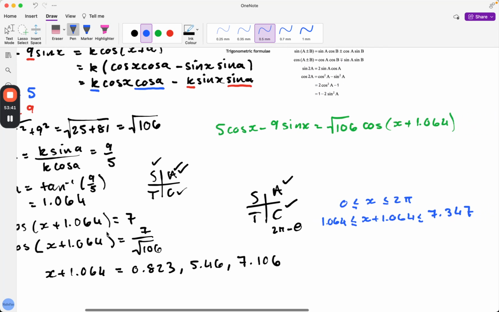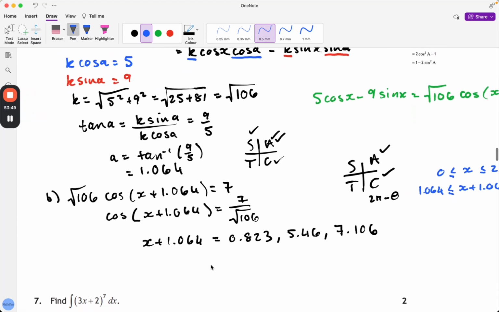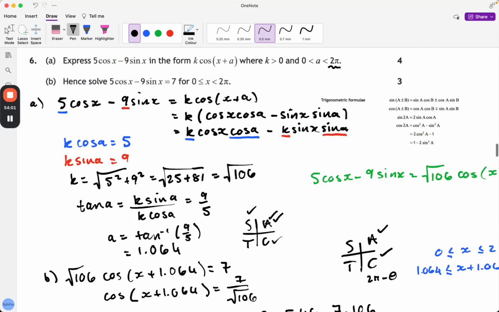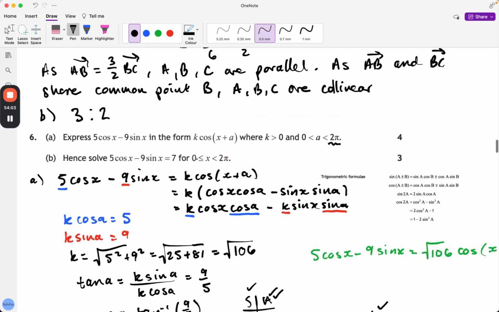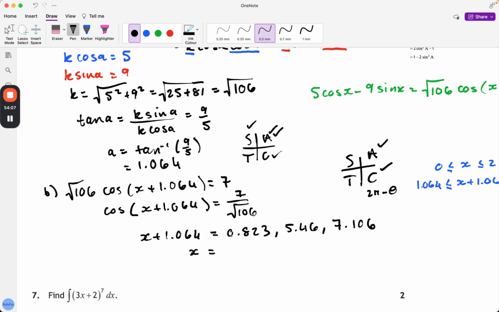So because we've got up to 7.106, and if I added 2 pi to my 5.46, I'm going to be way over that, so I can stop here with those three values. Grand. Okay, so your last step is to subtract 1.064 from all your values and see what you get. So if I subtract it from 0.823, it's going to be below 0, and in our question we only want to start from 0. So by all means you can still do that and just disregard it as an answer. I'm just going to not bother writing it, to be honest.